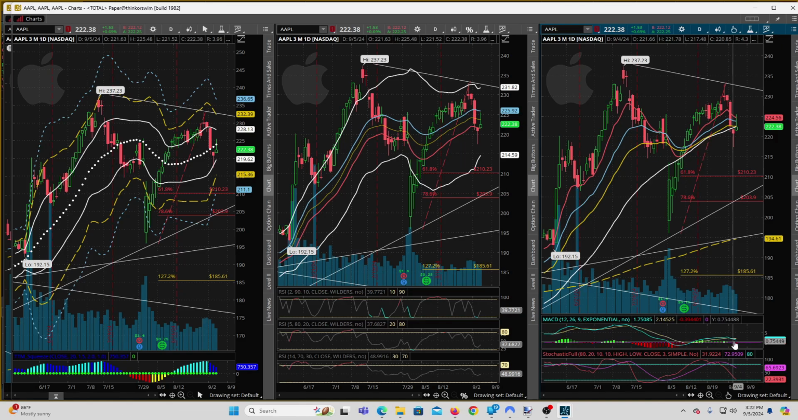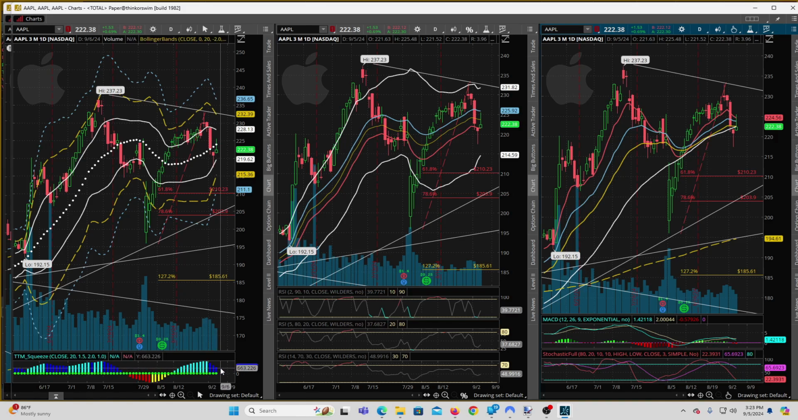The MACD's turned down, which is not great. I'd rather see it moving up. We're just bouncing off of this oversold area here in the 2, and even at the 5 it was pretty close. The 14's running mid-range, and that's fine. We're also, you see the MACD, losing some momentum here. So those are some negatives that I see.